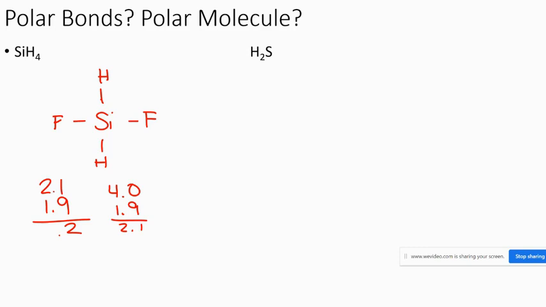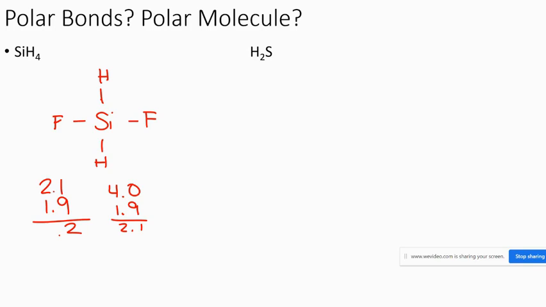Now I replace these red with two more purple, and now all of a sudden it's all balanced out. That makes sense? Okay. So you have to look not only at the electronegativity differences with these, but you also have to look at symmetry.